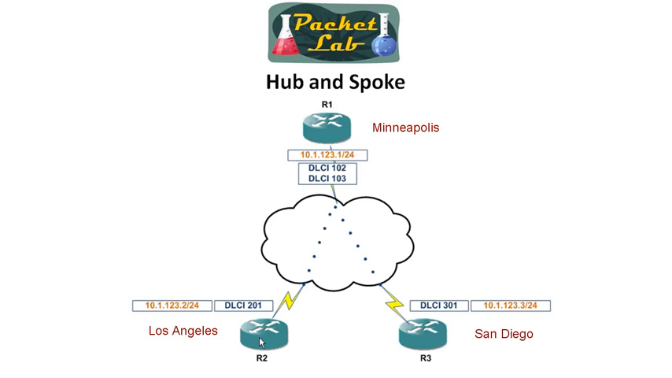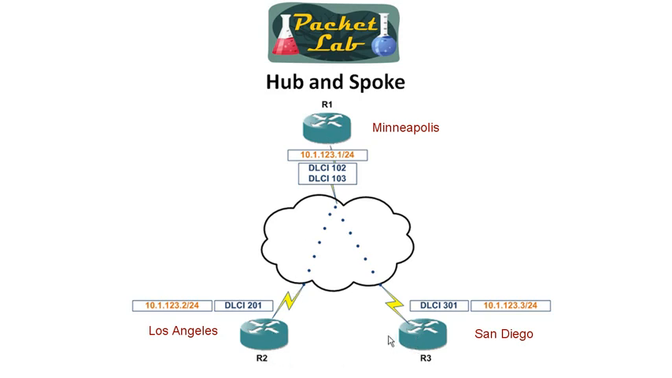Now, if this is Los Angeles, San Diego, and Minneapolis, San Diego and Los Angeles are pretty close to each other, so the delay that you're going to incur sending traffic up to Minneapolis and then back down to San Diego is probably going to be longer than what you would get if you had a direct connection, and you could do it with a point-to-point connection if you so choose, or just add another virtual circuit here going from R2 to R3 so that it doesn't have to traverse that hub.